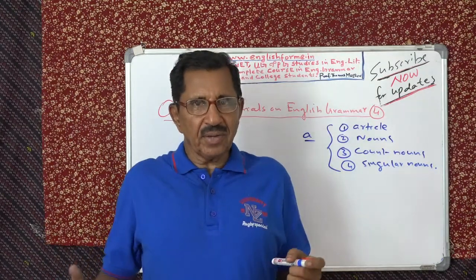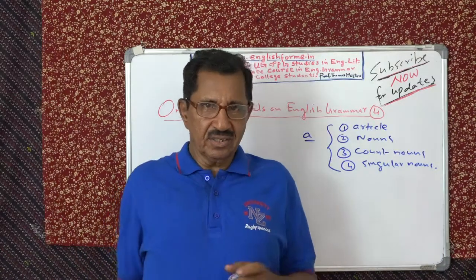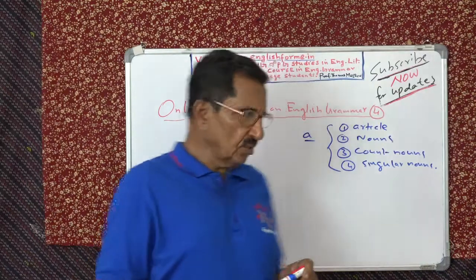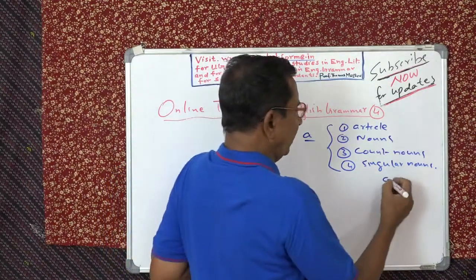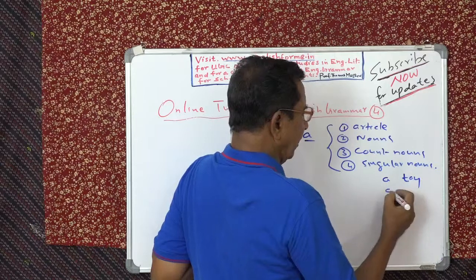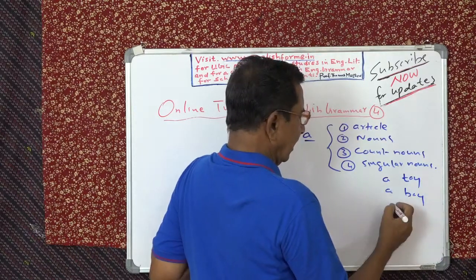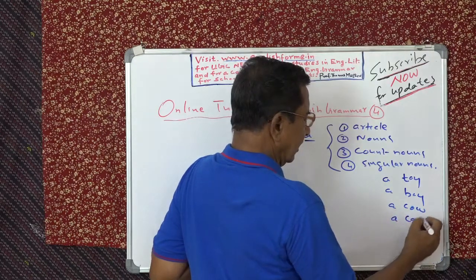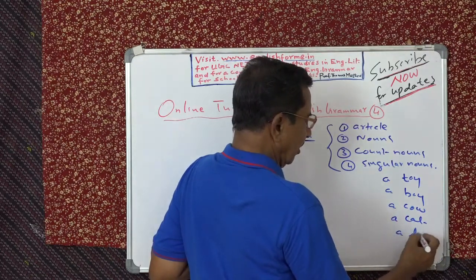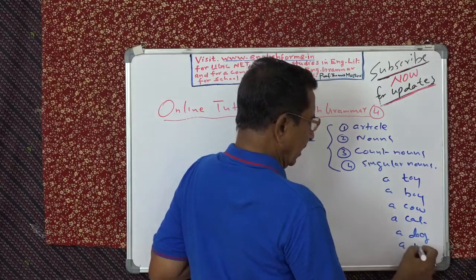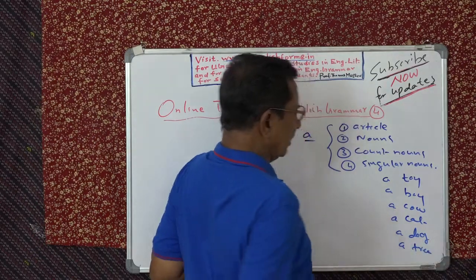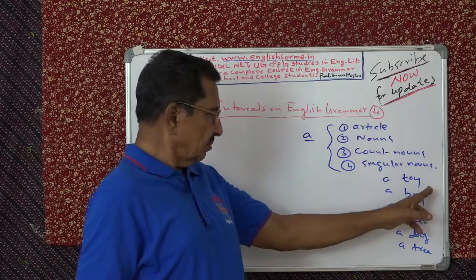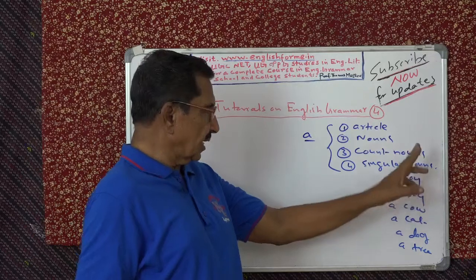Plural of nouns you can make just by adding s. For example, boy, boys, girl, girls, toy, toys. So you can say a toy, a boy, a cow, a cat, a dog, a tree. You can see these are nouns, they are singular and they are count nouns.